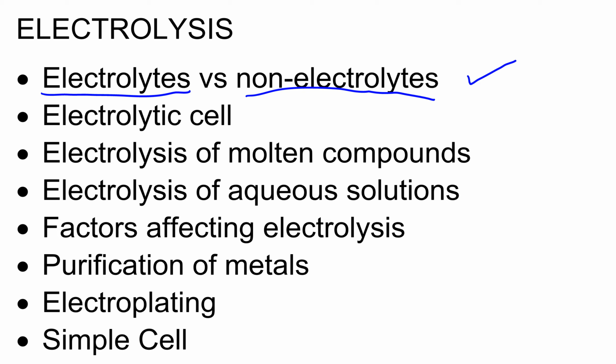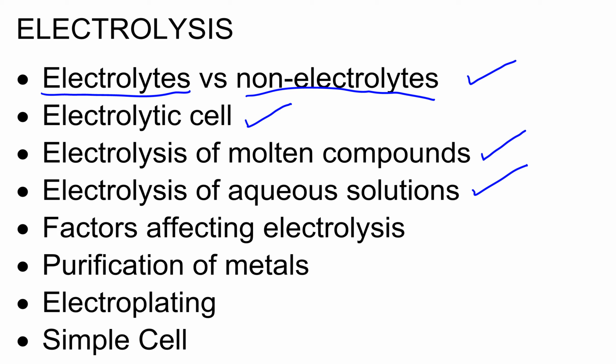Next, we examine the electrolytic cell. The electrolytic cell is simply the apparatus in which electrolysis takes place. Then, we examine the electrolysis of molten compounds. Molten compounds are easy to analyze because there is only one positive ion and one negative ion. Next, we analyze the electrolysis of aqueous solutions. This is more difficult because of the presence of 4 ions altogether.